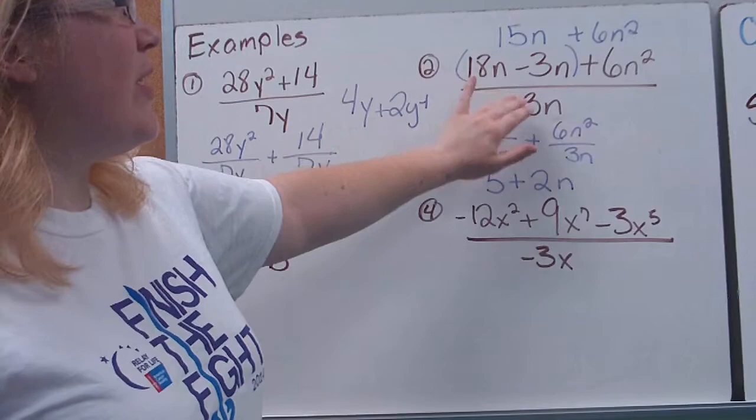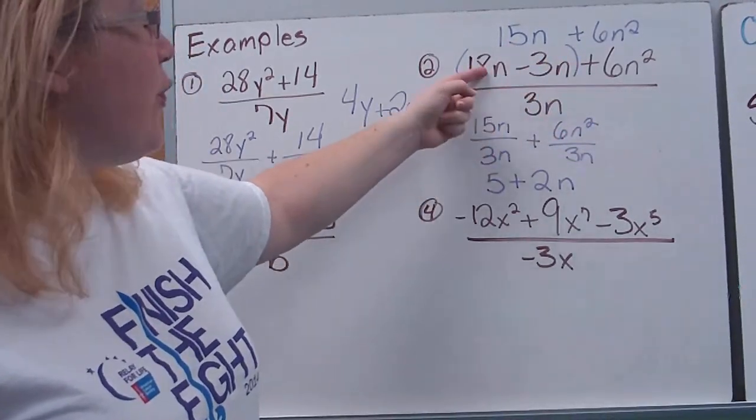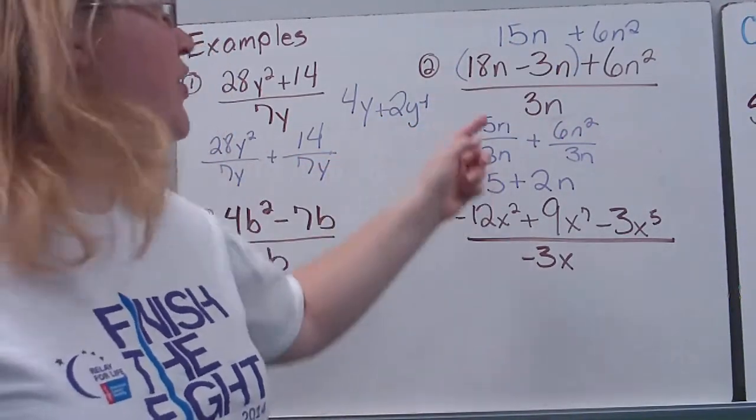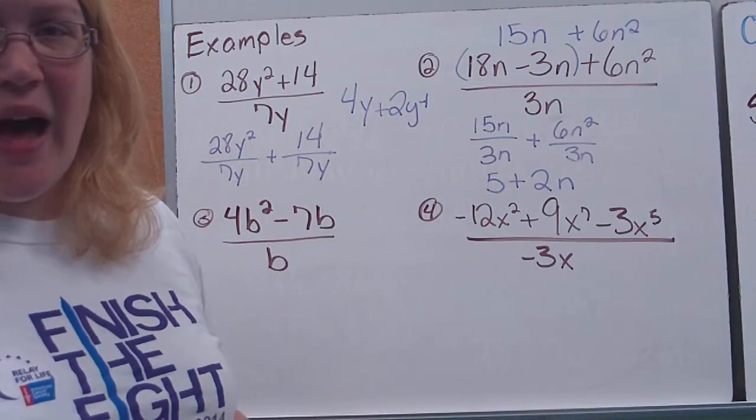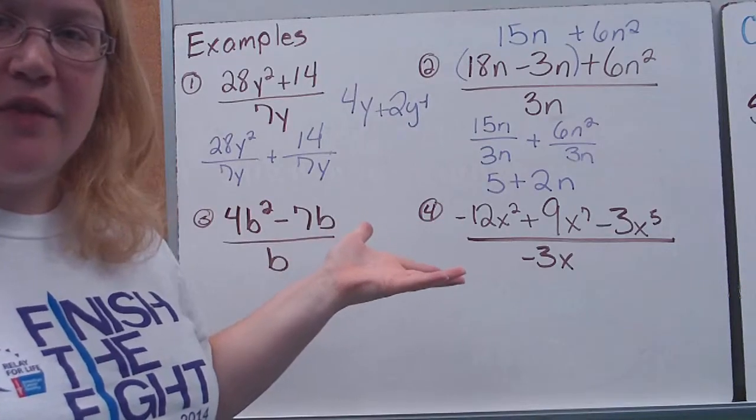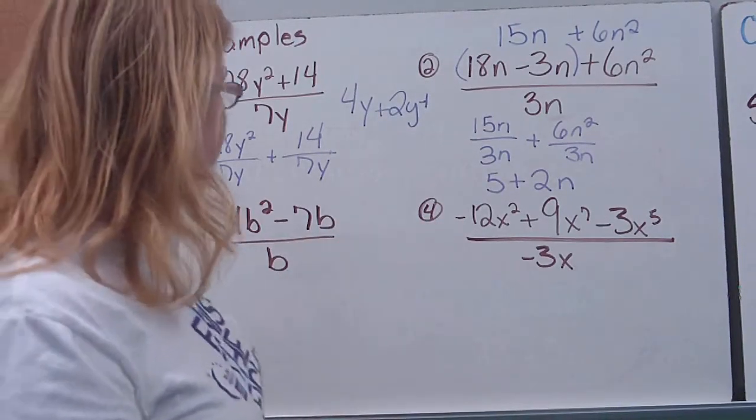Now we could have gone through and done these divisions. I would have wound up with 6n minus, I would have wound up with 6 minus 1, which when I combined would have given me 5. But it's just easier to combine them in the first place and save yourself that step.